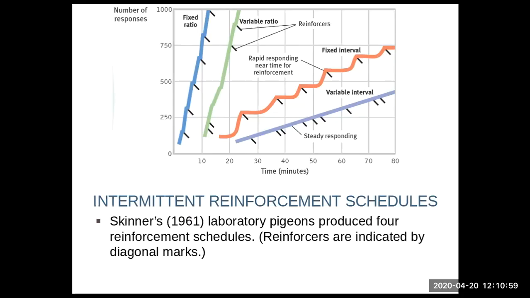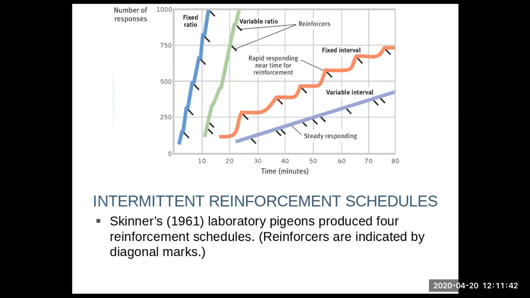Variable ratio. On the third one, we see a fixed interval. So it didn't matter how many times they pecked, they were going to get birdseed every 15 minutes or so. So the first one was at 25 minutes in. The next one was at about 40 minutes in, right? We'll call it every 10 to 15 minutes that they got a response. So we see rapid responding near the time of reinforcement in this case. And the last one was the variable interval. So sometimes they got it after 2 minutes, sometimes they got it after 10 minutes. There was no specific time, but the variable interval was an amount of time.